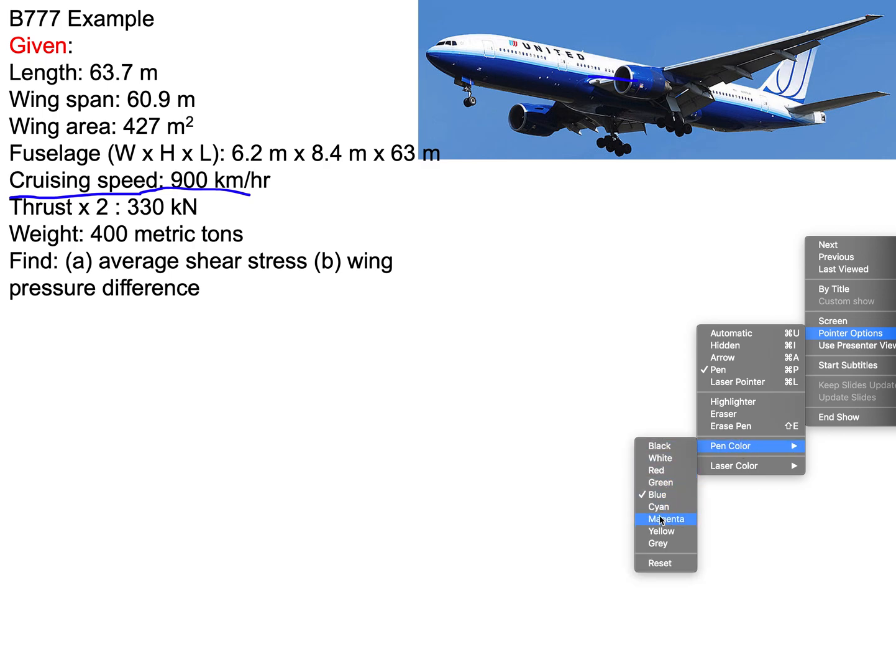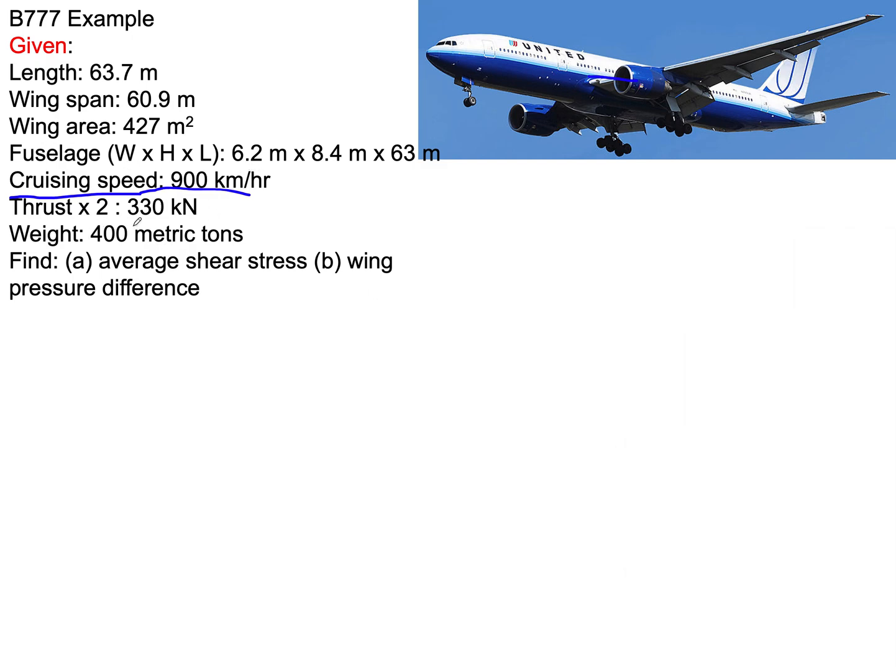So it has two engines that provide a thrust force of 330 kilonewton each, and it has a weight. So the engines are providing a thrust force, F thrust, each one is 330 kilonewton, and the airplane has a weight of 400 metric tons, so 400,000 kilograms times g, so that's m times g.